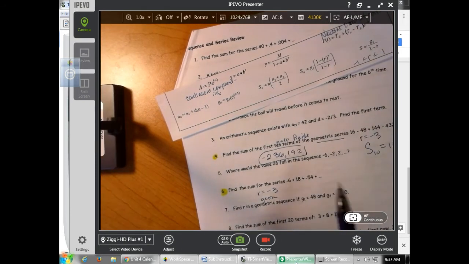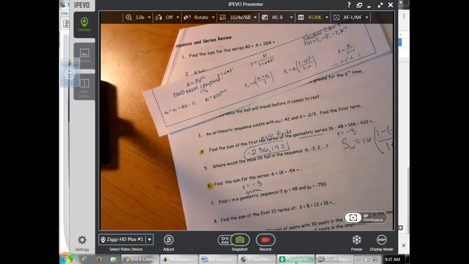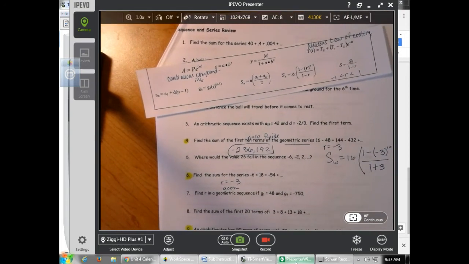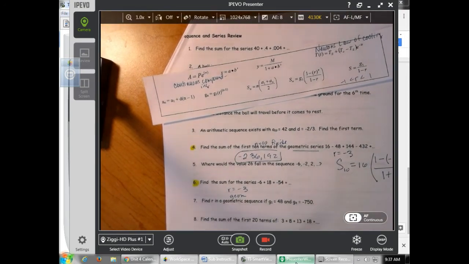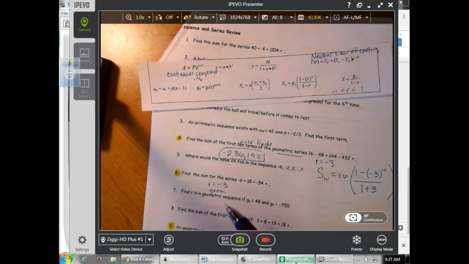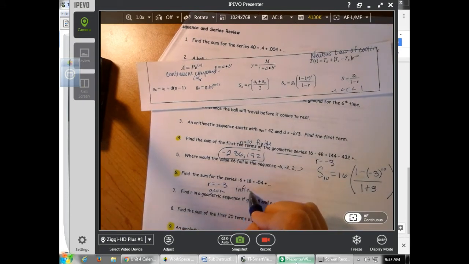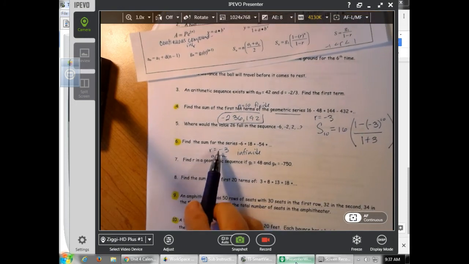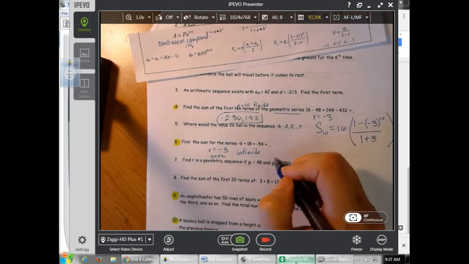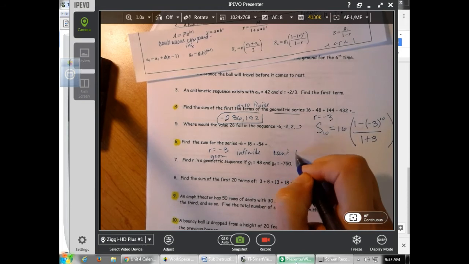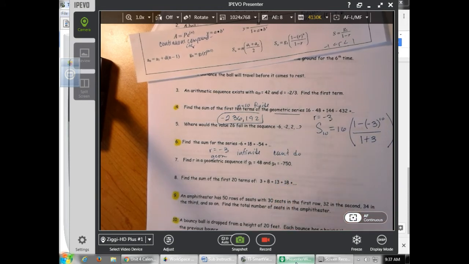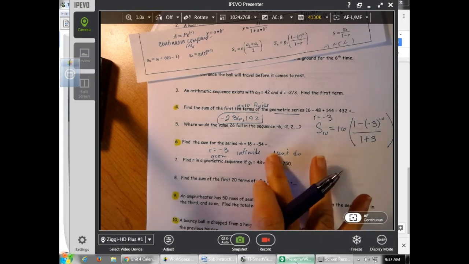And this little notation right here basically means to continue on in that pattern forever and ever. So this is actually infinite. And because R is not a number between negative 1 and 1, I can't do this. I cannot find that sum. It can't be done. It's impossible. All right, so I wanted to show you one like that.